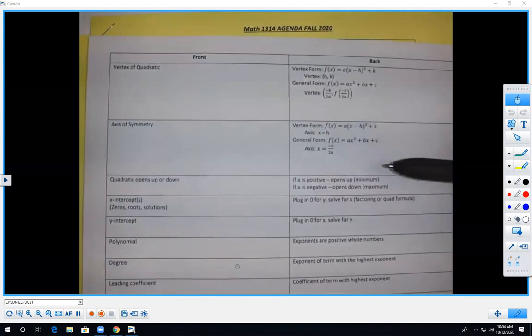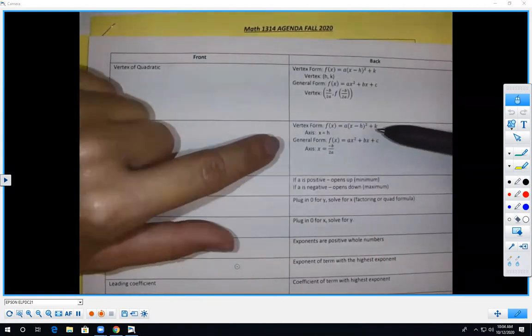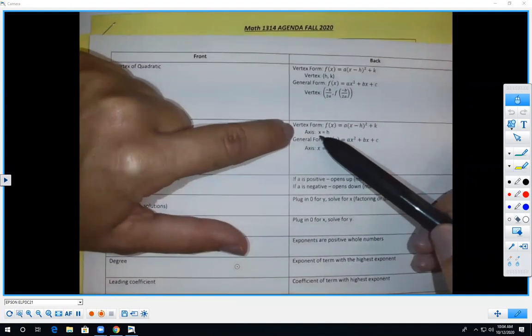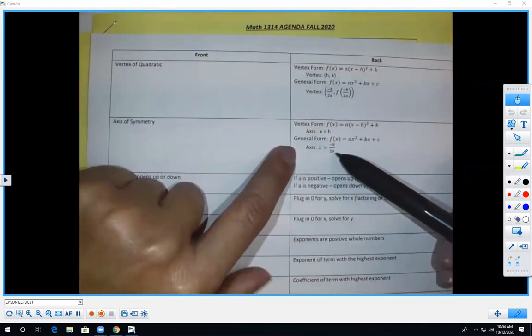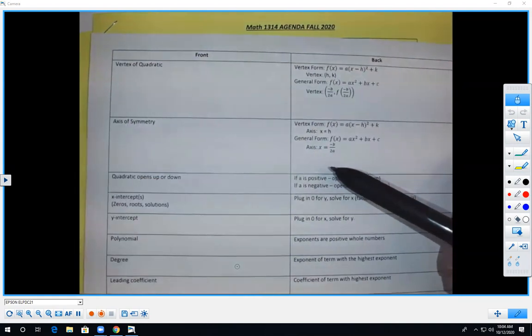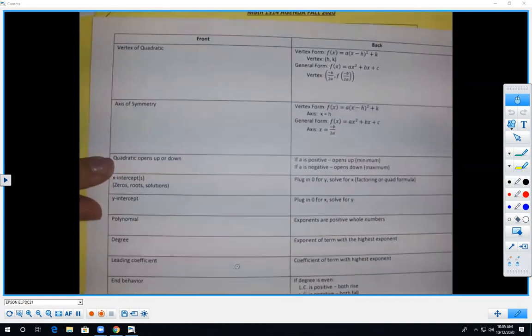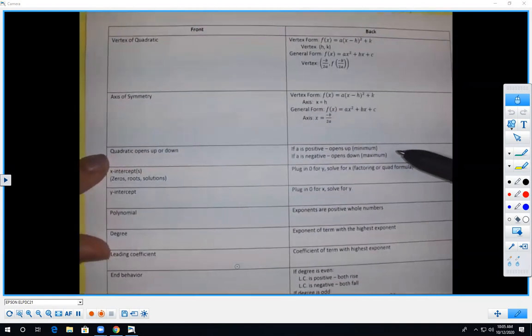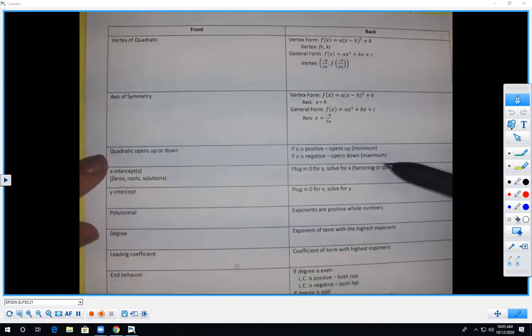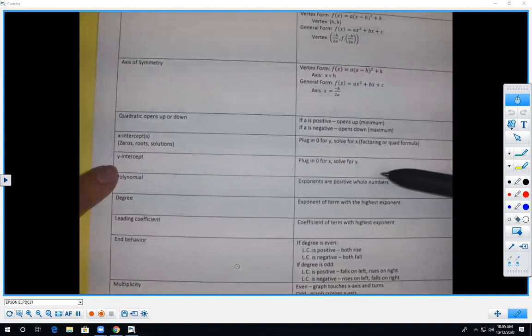The axis of symmetry, if you're in vertex form, the axis of symmetry is just x equals h. If you're in general form, it's x equals negative b over 2a. Okay, and remember it's an equation, you have to have x equals that number. To tell if a quadratic opens up or down, if your a value is positive, it opens up and it has a minimum value. If your a value is negative, it opens down and has a maximum value. To find x-intercepts, you plug in 0 for y, solve for x, and you usually have to do that by factoring or using quadratic formula. To find the y-intercept, plug in 0 for x, solve for y.